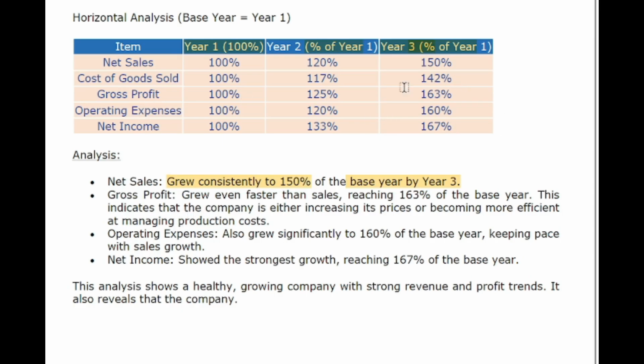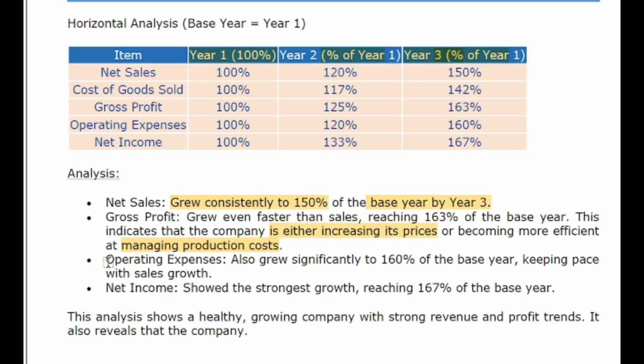When it comes to gross profit also, it has grown to 163%. This indicates that the company is either increasing its price or becoming more efficient at managing production costs. That means here you can see the sales increased only 150%, but the gross profit increased to 163%. That means it increased more than sales, which means either the company increased its selling price or is becoming more efficient at managing its production cost. Operating expenses also grew significantly, to 160% compared to the base year.